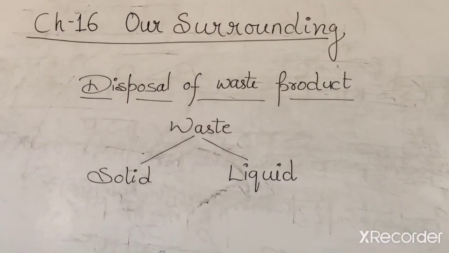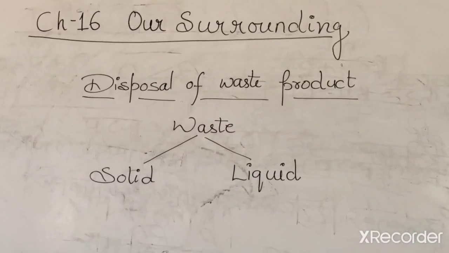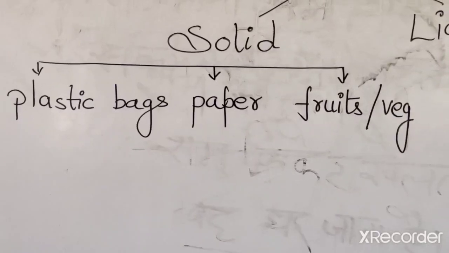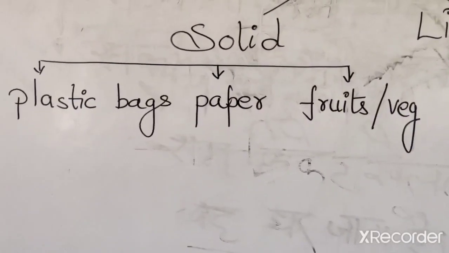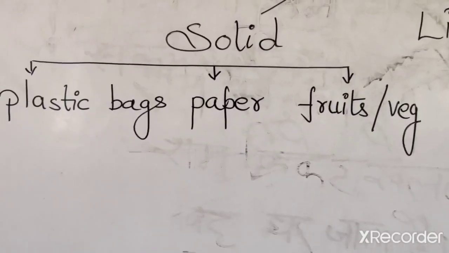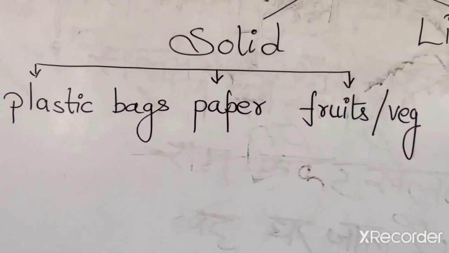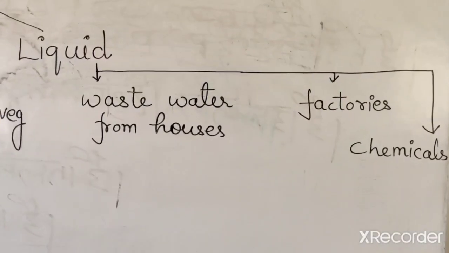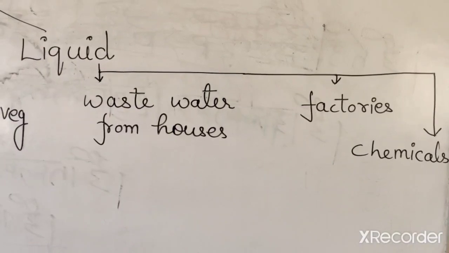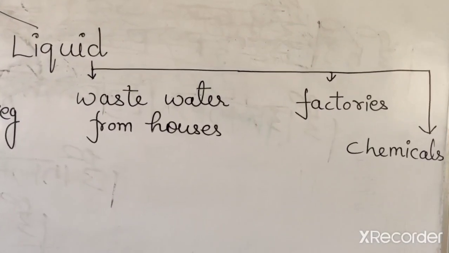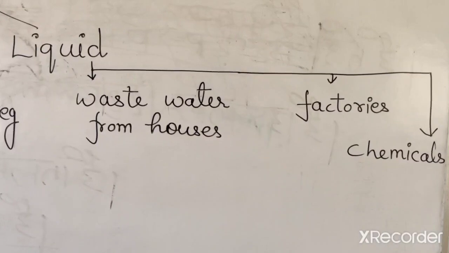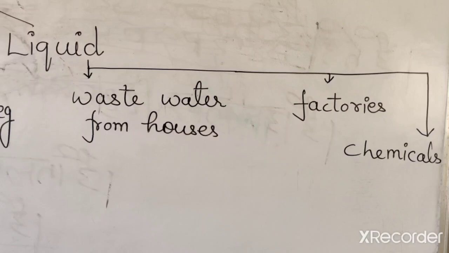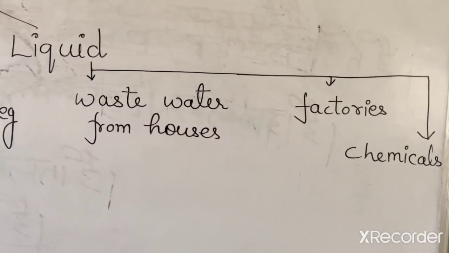Now this waste is of two types, solid waste and liquid waste. Solid waste like plastic bags, paper, fruit and vegetable peels, metals, glass, all these things come under solid waste. And liquid waste like waste water from houses, from factories, then chemicals released by the factories in the rivers or in the other water bodies.